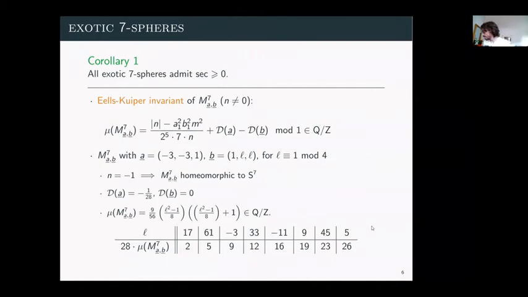Okay, so how am I doing for time? Pretty well. So let's move on to the second corollary.